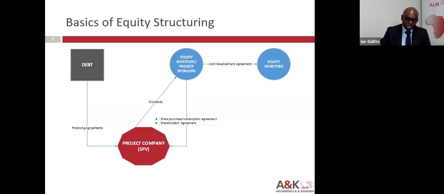So what you see on your screen there is a model that highlights the typical structure that you have as far as equity is concerned. You will, in the initial stage, have a joint development agreement, which is essentially an agreement between parties who want to develop a project together to regulate their relationship and how they will go about developing the project. This will typically be in place before the detailed subscription and shareholders agreement has been developed and become effective. And so there'll also obviously be the debt piece from the external financiers.